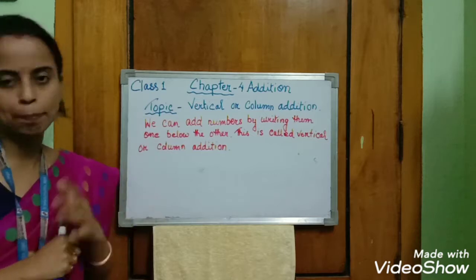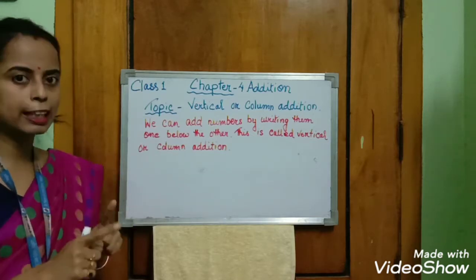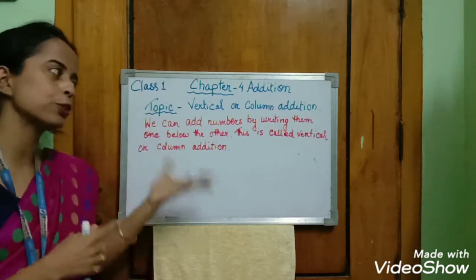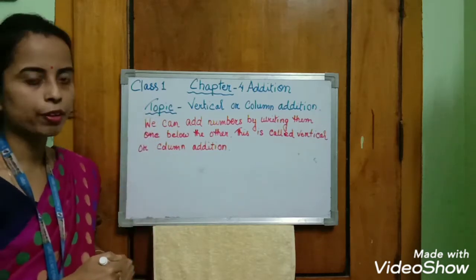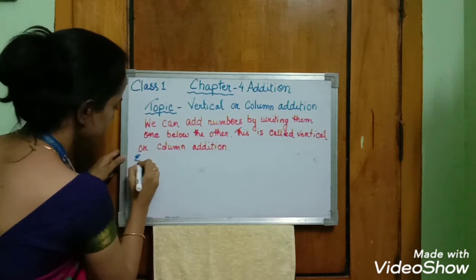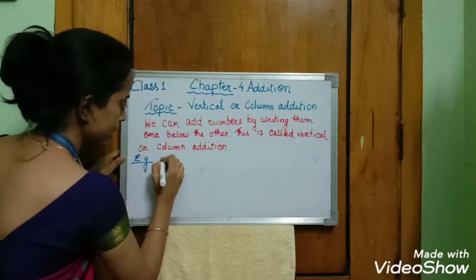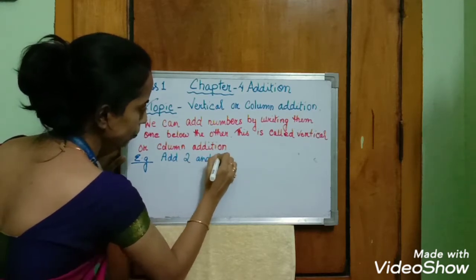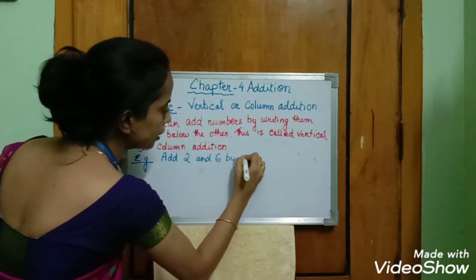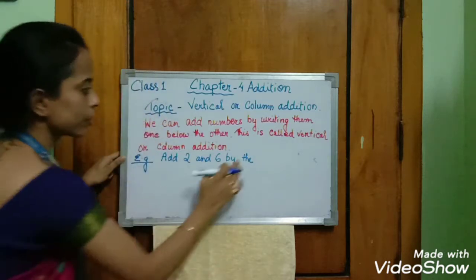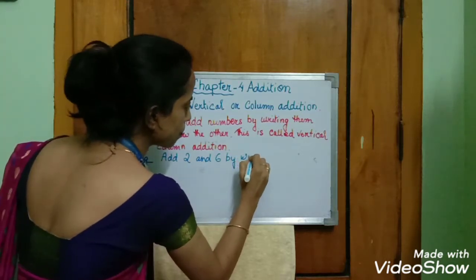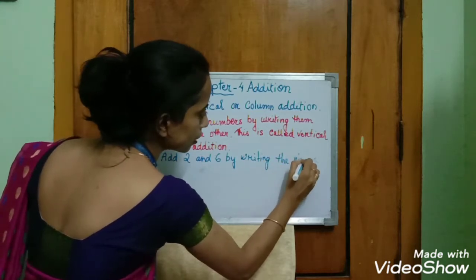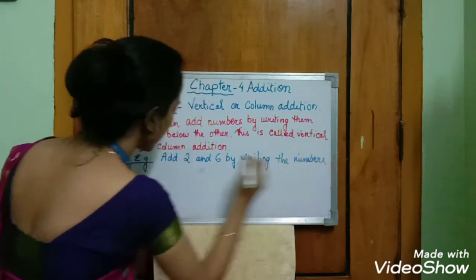Now I will show you some examples. First I will show single digit numbers, how to add in a vertical or column addition. Then I will show you the double digit, two digit addition. So let's take an example. Add 2 and 6 by writing the numbers in column.